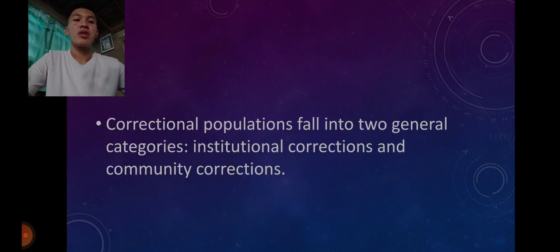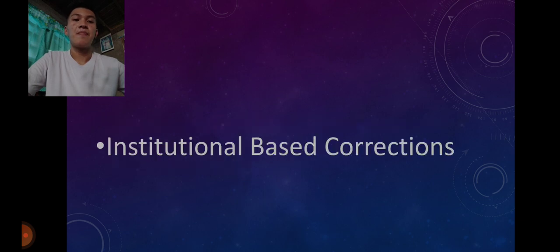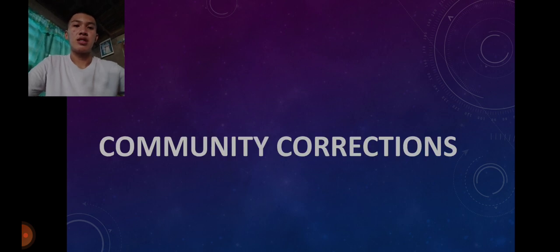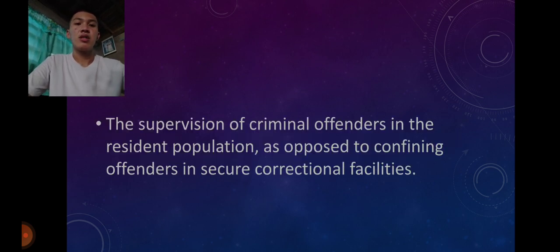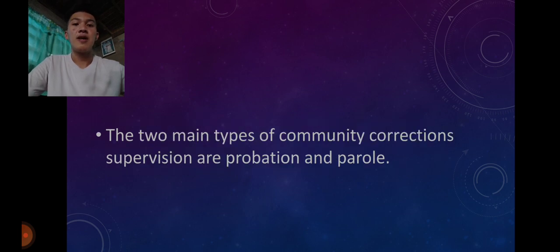Two system-based approaches of corrections. Correctional population fall into two general categories. Ang una, institutional corrections, and sunod is community corrections, community-based corrections. Institutional-based corrections is kanang makakommit ka crime and you are put into jail. And community corrections is the supervision of criminal offenders in the resident population as opposed to confining offenders in secure correctional facilities. The two main types of community corrections supervision are probation and parole.